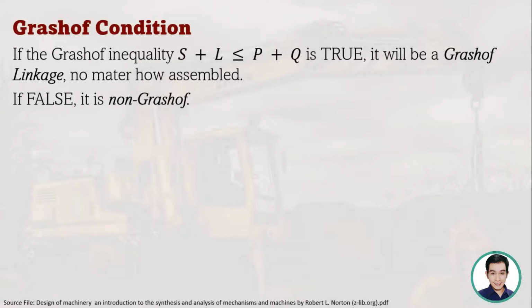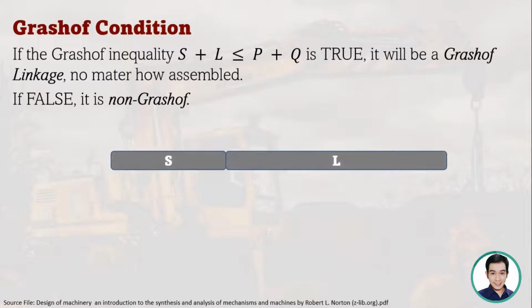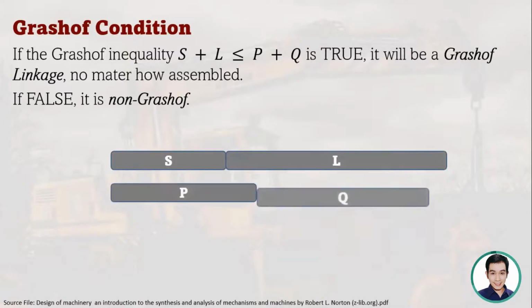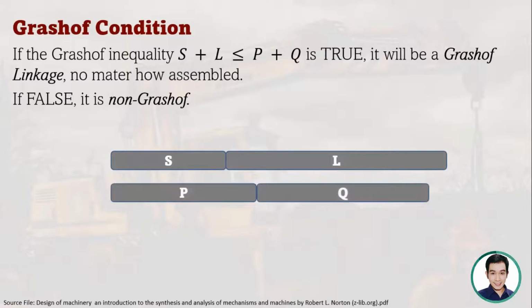Say for example, for the links that we have, if we add the shortest and the longest link, and compare this with the sum of the lengths of the other 2 links, P and Q, we can see here that the sum of S and L is actually greater than the sum of P and Q, meaning the condition is not met. So it is actually a non-Grashof linkage.